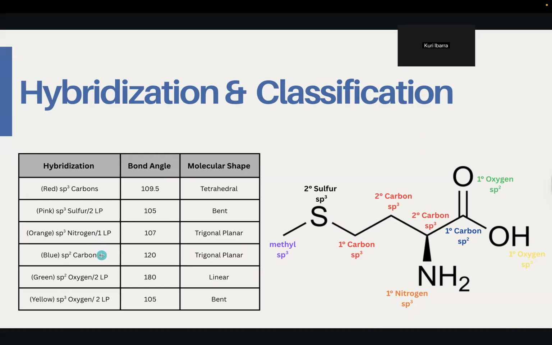Next, the blue sp2 carbon has a bond angle of 120 degrees and is trigonal planar, while the green sp2 oxygen with two lone pairs has a bond angle of 180 degrees with a linear shape. Lastly, the yellow sp3 oxygen atom has two lone pairs resulting in a 105-degree angle and bent shape.